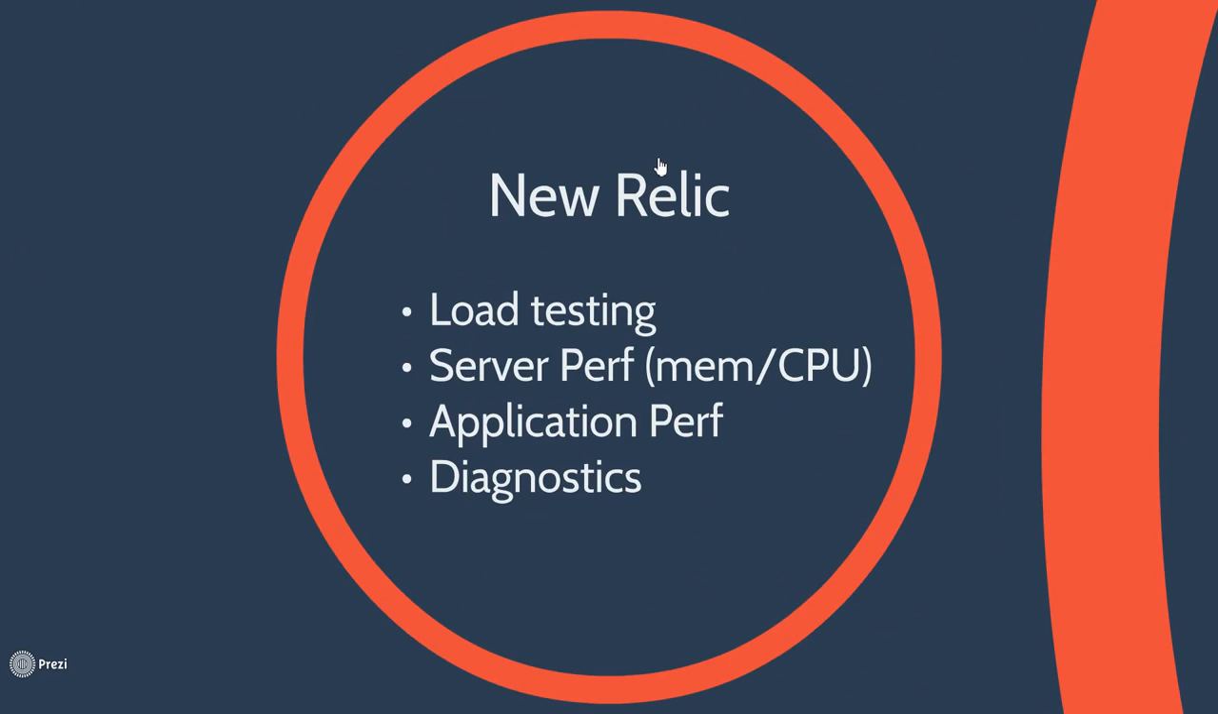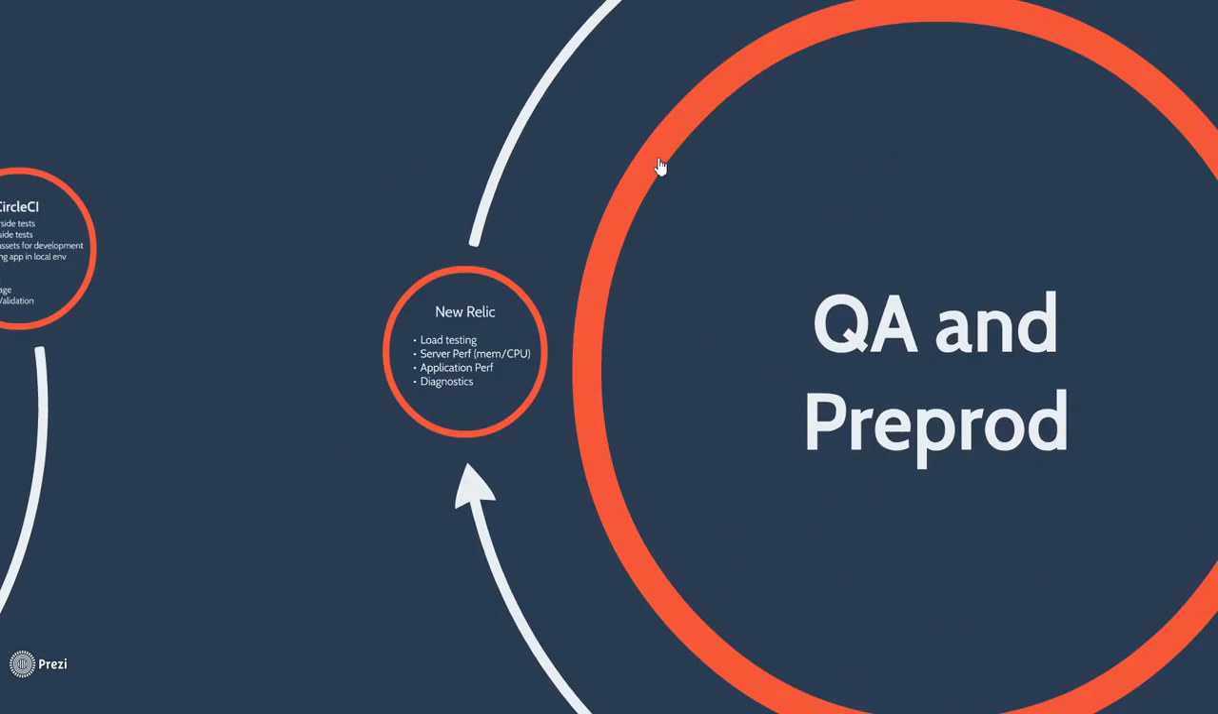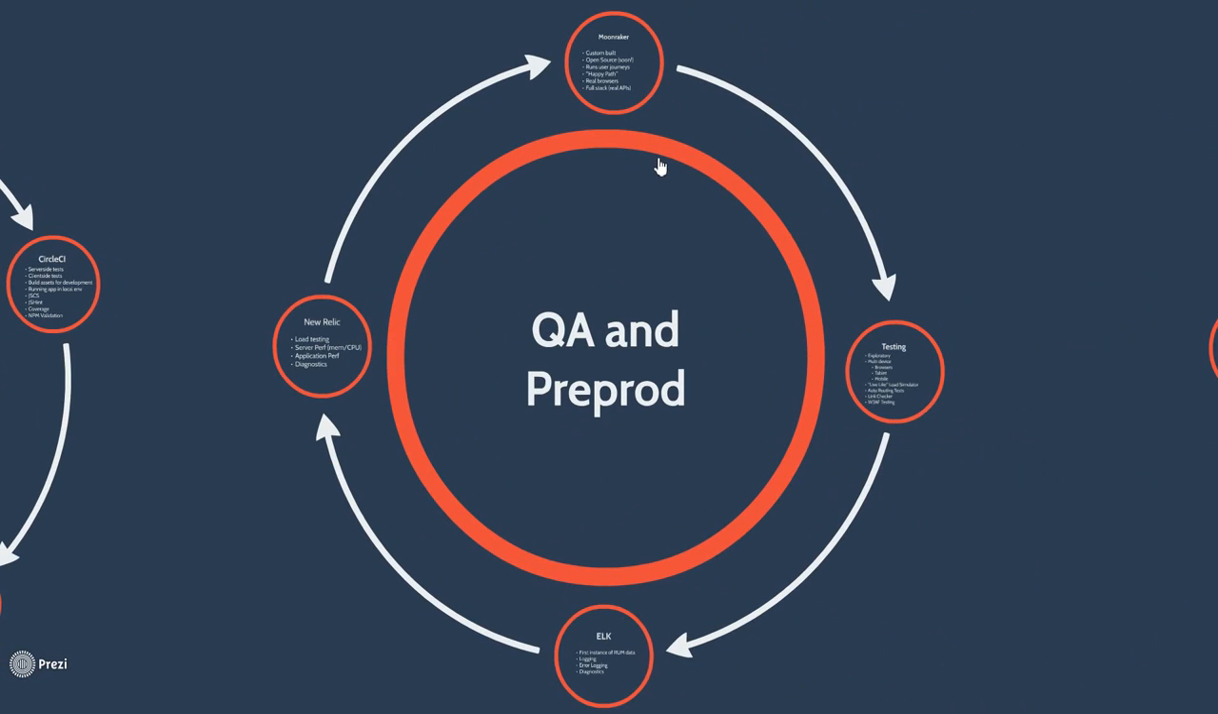And similarly to ELK, they give us stats on performance, which is really useful. Again, as Paul said, if we push something, it gives us a massive jump in, well, degradation in performance, we know before we actually push it out into live that that's happened. And then just general diagnostics for the servers. That's our QA and pre-production environment.